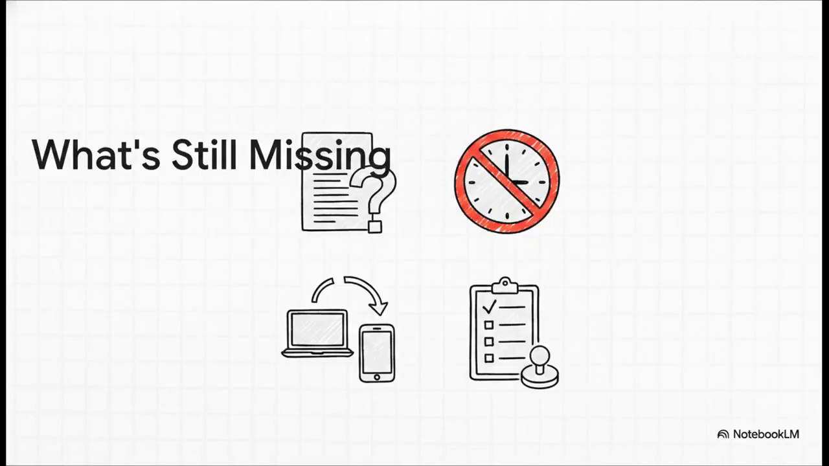Now, let's be clear, this is not a completely solved problem. There are still some really big challenges out there. There's no standard schema for how to structure these memory files. There's no built-in versioning or changelog to see how the AI's memory evolves over time. And there's no easy way to sync memory across all your devices without using some other cloud service. These are really the next frontiers for this technology.